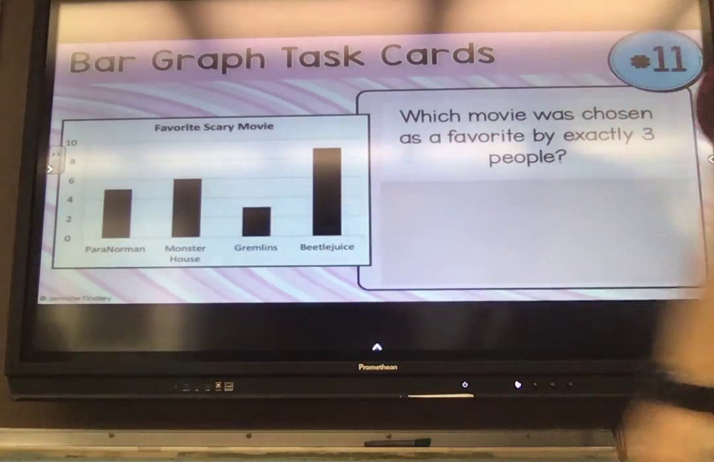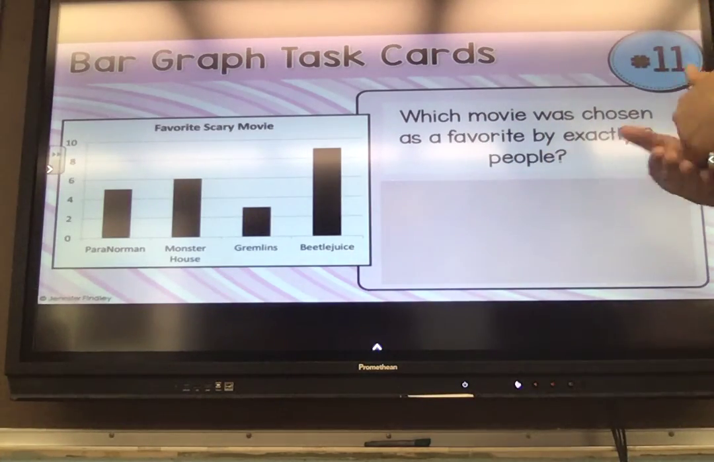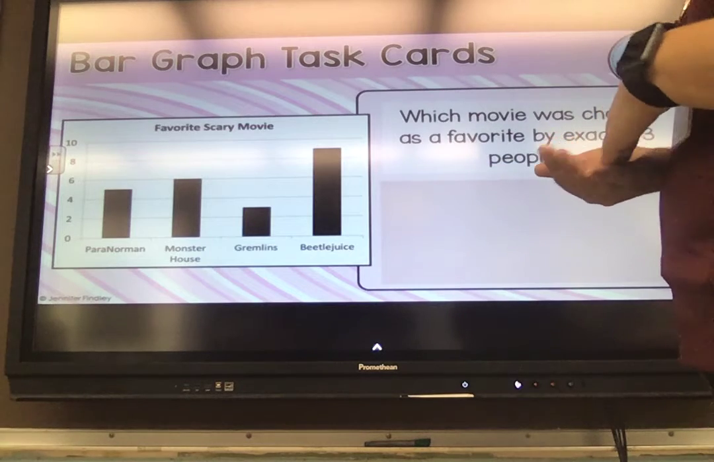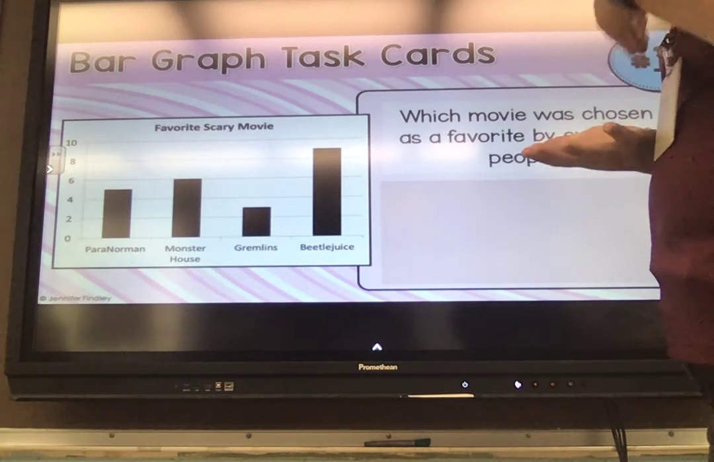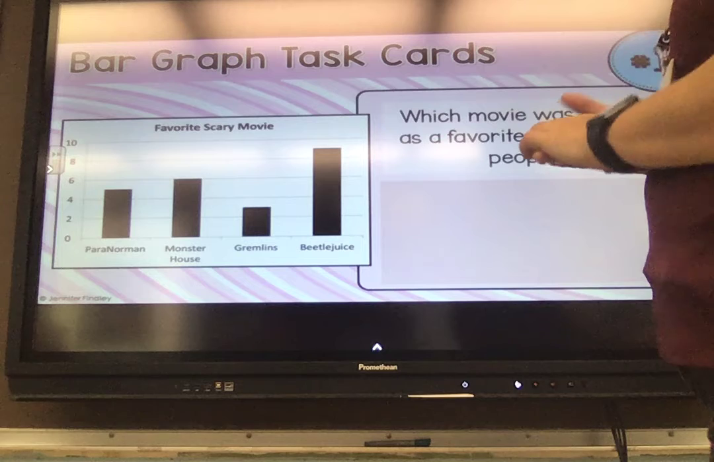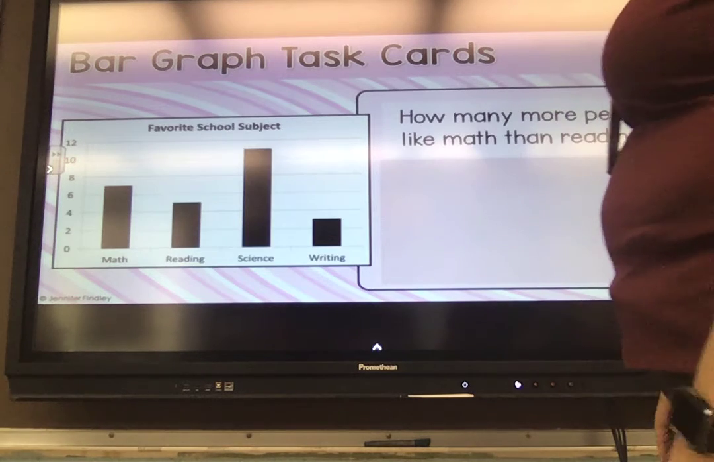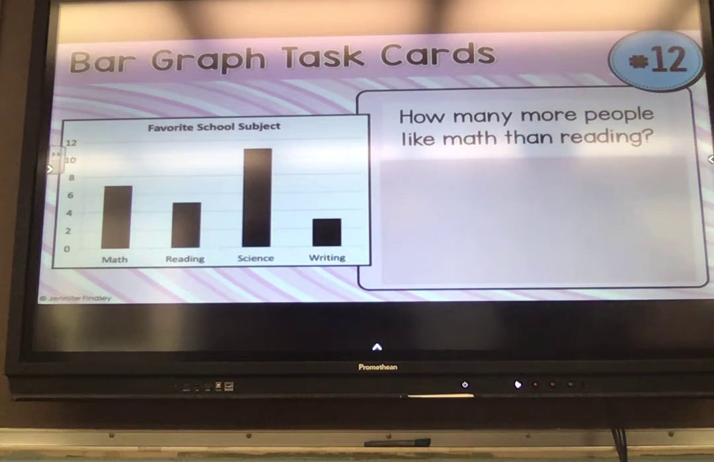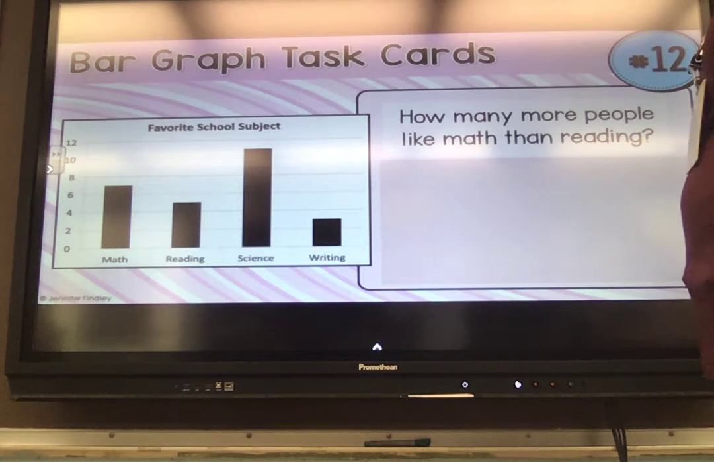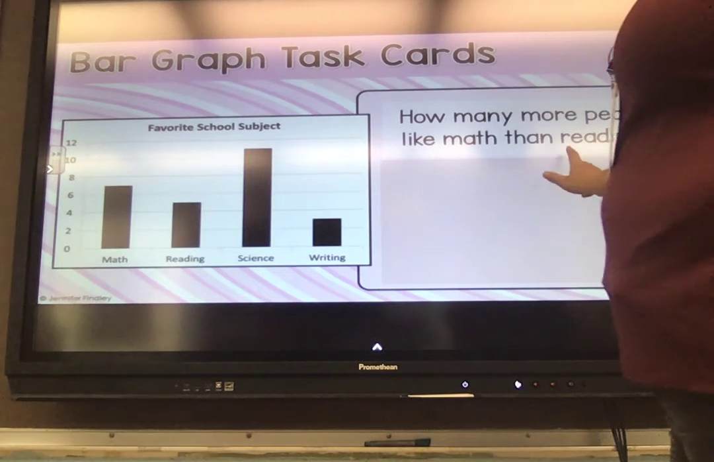11, which movie was chosen as a favorite by exactly 3? What does exactly 3 mean? It means the bar has to go to the 3 line. So I think you can find that one. 12, how many more? Again, that's a clue word to do something. Math and reading. So we're comparing math and reading.